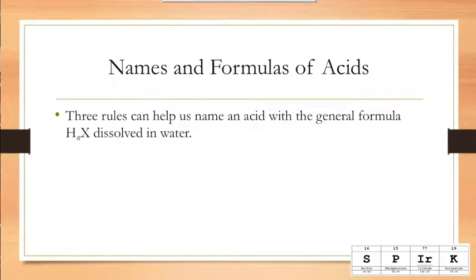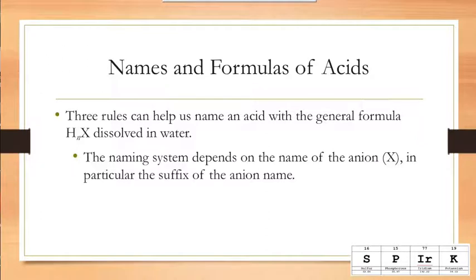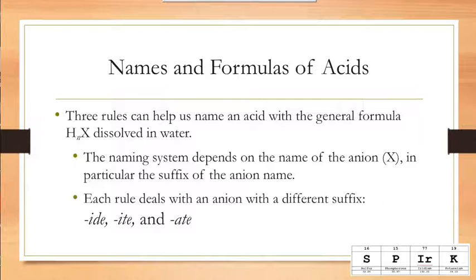There are three rules that can help us name an acid with the general formula HnX dissolved in water. The naming system depends on the name of the anion, or X, in particular the suffix of the anion name. So the ending, the suffix, is what's most important to us here. Each rule deals with an anion with different suffixes: we have -ide ions, -ite, and -ate.